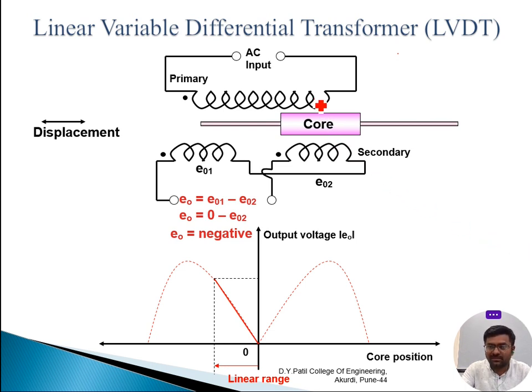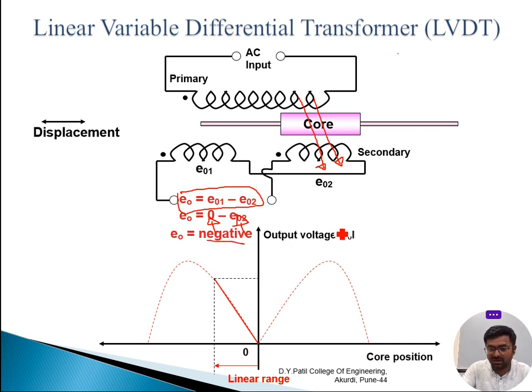See, in secondary winding 2 you will get some output voltage. In secondary winding 1 you will not get any output voltage. If I take a subtraction of these two, the first secondary winding gives 0 voltage and the second gives some positive voltage, but the difference of these two will become a negative value.